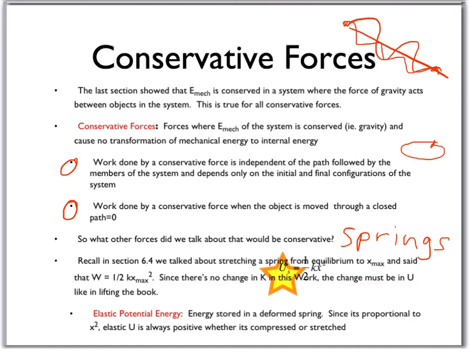So, when we go back to last chapter, chapter 6, we talked about work and explained those things. We talked about how stretching a spring from equilibrium to some x max and said that the amount of work that would be done would be 1/2 k x max squared. Remember, we got that amount of work by realizing that the AP physics definition of work is the integral of the force, where with springs, the integral of the force is an integral of kx. So that's where we got the 1/2 kx squared.